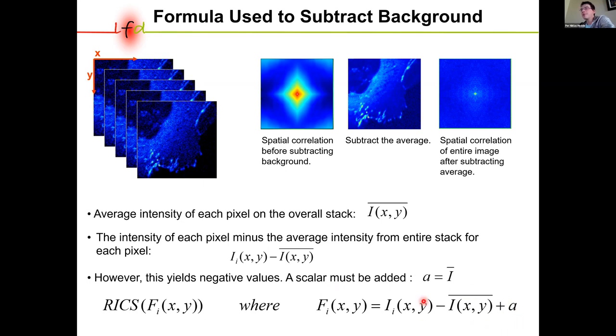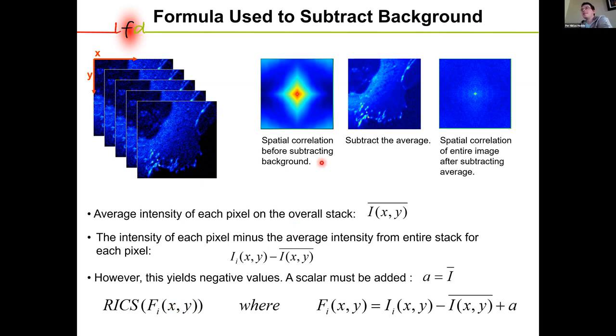So we subtract the immobile fraction by taking the average of all image frames that we collected. Then for each image frame, we subtract this average in each pixel, and then we add a constant, which we typically set to the global average of all frames and all pixels. And then this image stack, which is now corrected with the immobile fraction subtracted, can then be subjected to the RICS analysis.